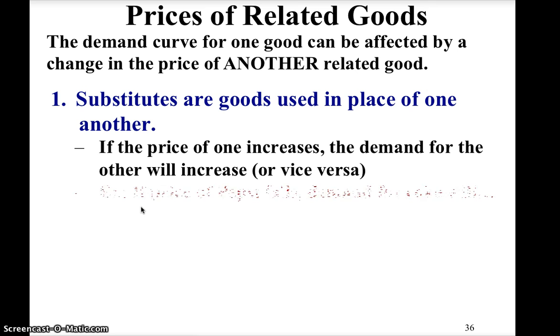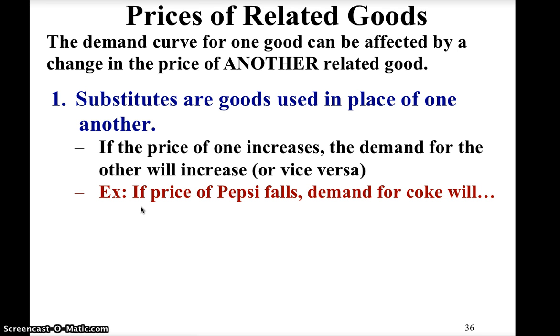So let's take the Coke and Pepsi example. If the price of Pepsi falls, we know that that does not affect the demand for Pepsi, it affects the quantity demand for Pepsi. So if the price of Pepsi falls, what will happen to the demand for Coke? Well, if you take it very simply and you say, oh, the price of Pepsi falls, so people are going to buy more Pepsi, then they're probably going to buy less Coke. So the demand for Coke will decrease. And vice versa. If the price of Pepsi increased, the demand for Coke would increase as well because people would begin shifting over.